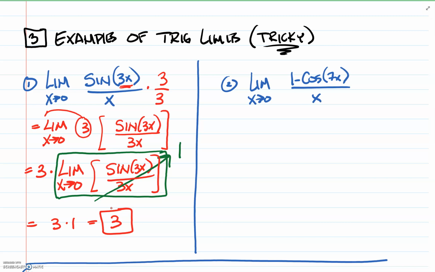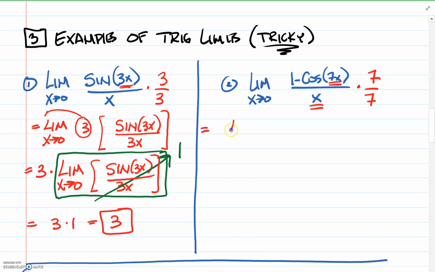Number 2, let's do 1 minus the cosine of 7x divided by an x. Again, similarly, if this thing and this thing match, then I know that whole limit as x goes to 0 is going to be a 0. So what I'm going to do is multiply the top and the bottom by a 7 over 7. That's just a fancy 1, so I'm allowed to do that.